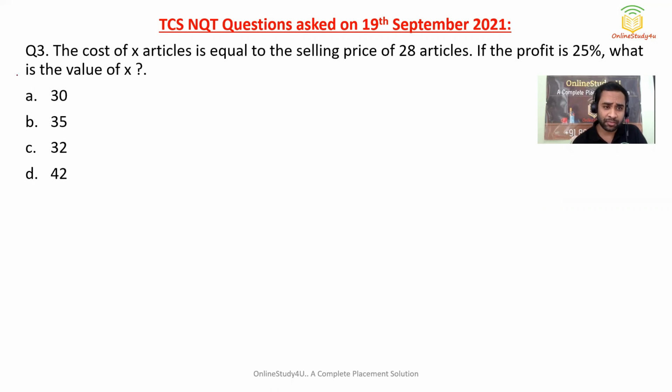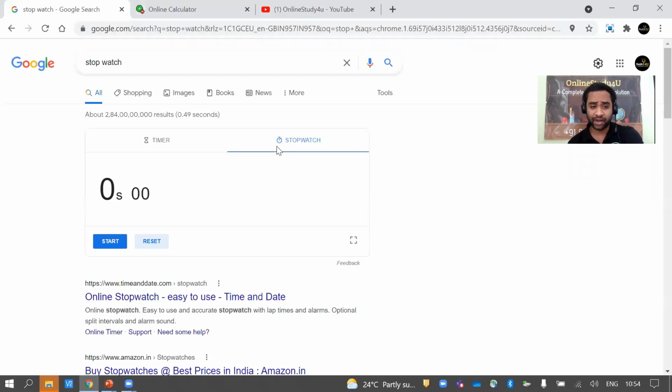Now friends, question number 3. Question number 3 is a question of profit and loss. The cost price of X articles is equal to the selling price of 28 articles. If the profit is 25%, what is the value of X? For this, I have told you a trick also, but before that, we will see the normal method. Let us enable the timer and see how much time it takes. Are we able to do it in 1.4 minutes or not?